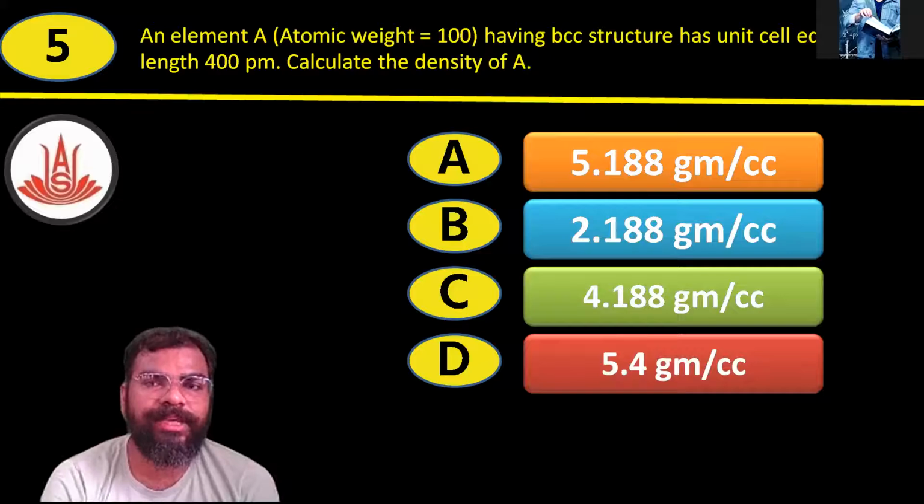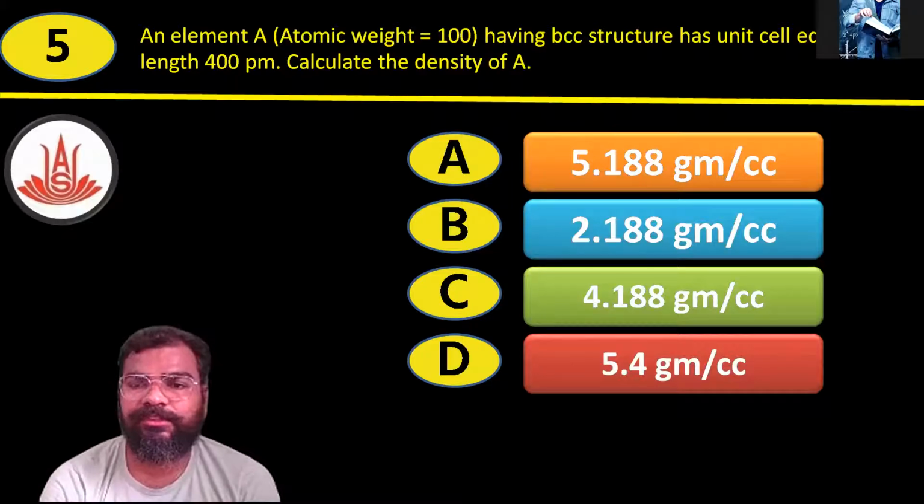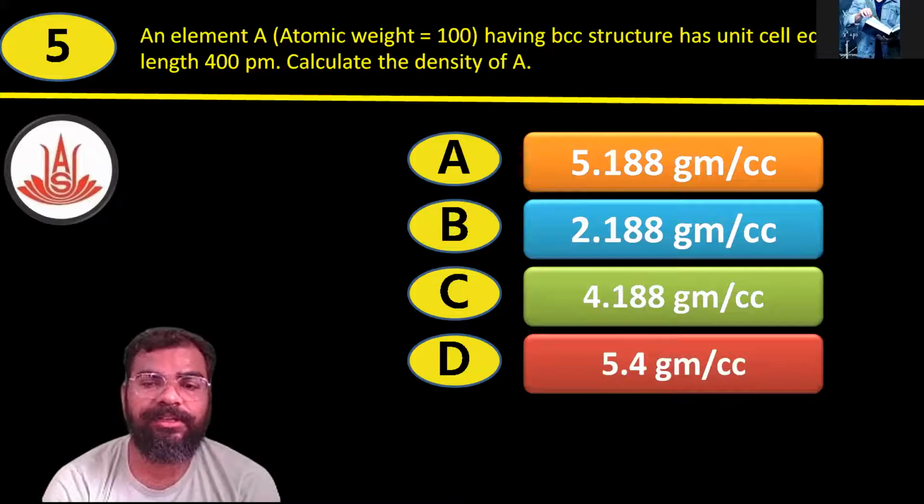Then question number 5. An element A, whose atomic weight is 100, having a BCC structure, has a unit cell edge length of 400 picometer. Calculate the density of A. We have to calculate the density of A. So there are 4 options: 5.188 gram per cubic centimeter, then 2.188 gram per cubic centimeter, then 4.188 gram per cubic centimeter, and 5.4 gram per cubic centimeter.